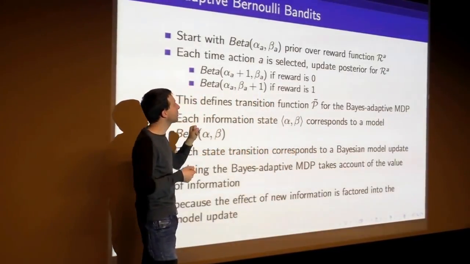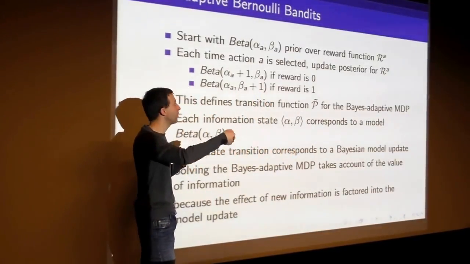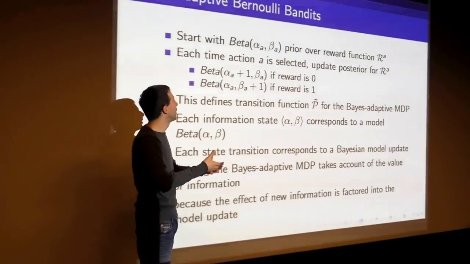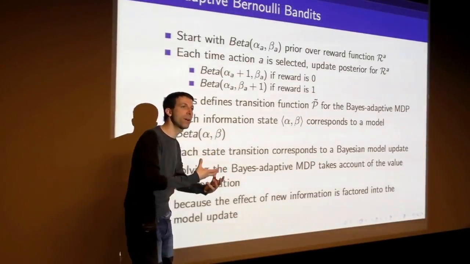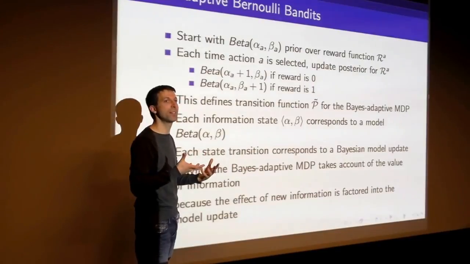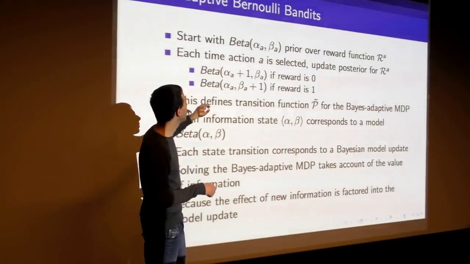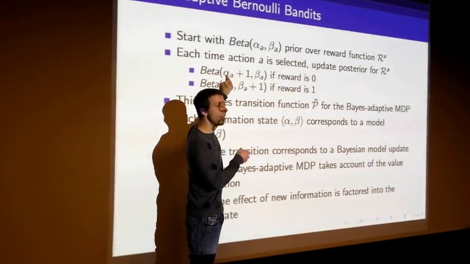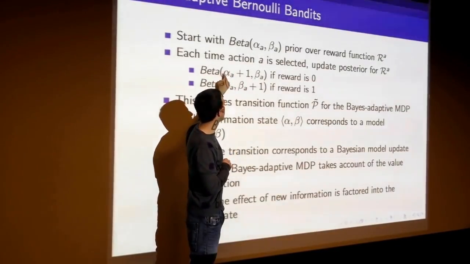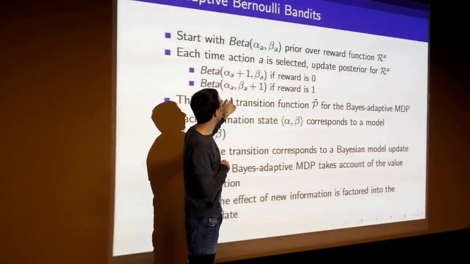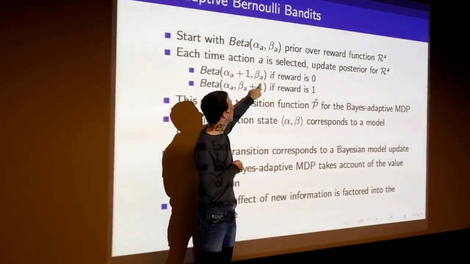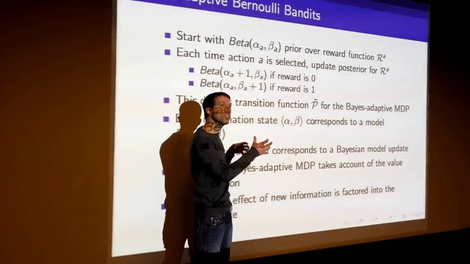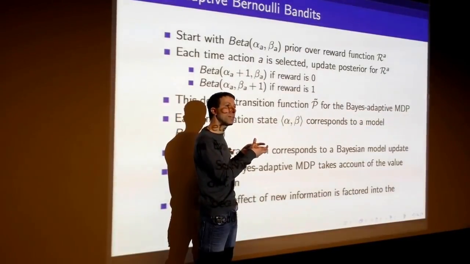And then every time an action is selected, we just update the posterior. We update this beta distribution. And the beta distribution has this really nice property that all you need to do is count things. If we see a reward of 0, we update our failure count, increasing it by 1, which adjusts our posterior distribution. And if we succeed, then we increase our success count by 1. This just changes our beta distribution a little bit.